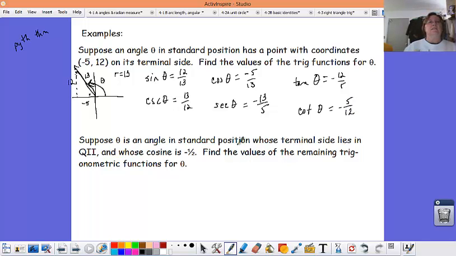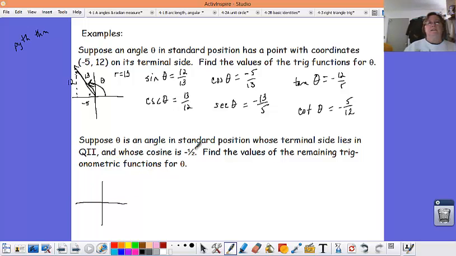Hey, that wasn't too bad. We just had to use the Pythagorean theorem, which we know a lot about, and just remember how the ratios are defined. Suppose we have theta, an angle in standard position, whose terminal side is in Q2. So we're going to be in the same general location that we were just a moment ago. The cosine of theta is -1/2.